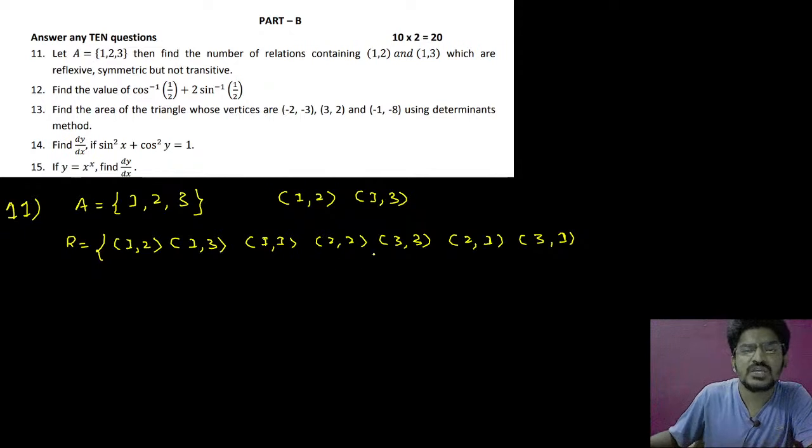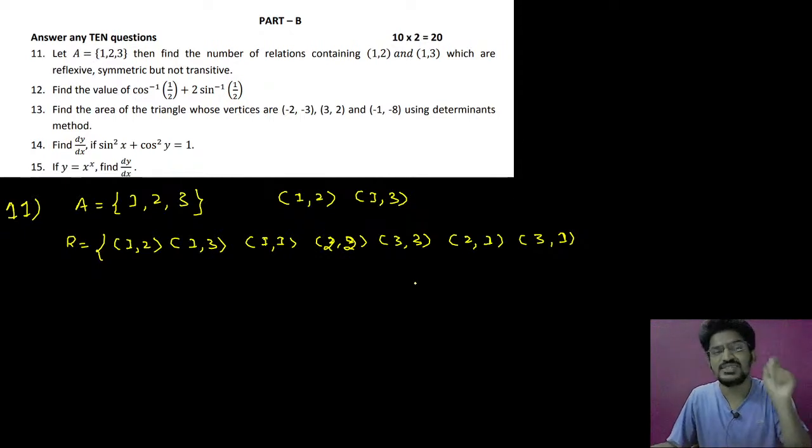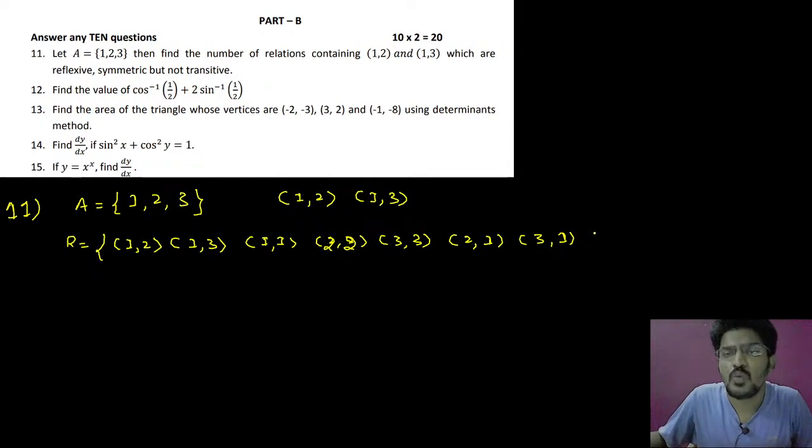But you see here (2, 2) is present, and with starting element 2, (2, 1) is present. So (2, 1) is also present. That means again it is transitive. Are you getting my point? But what we have to write? We have to write which is symmetric and reflexive but not transitive.